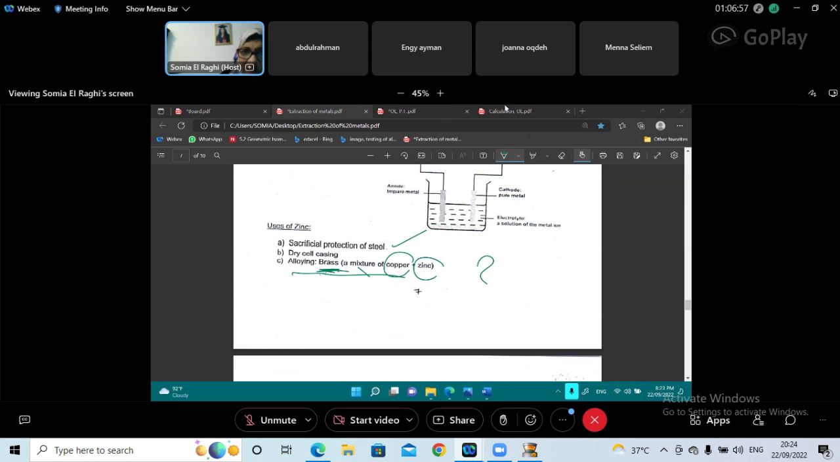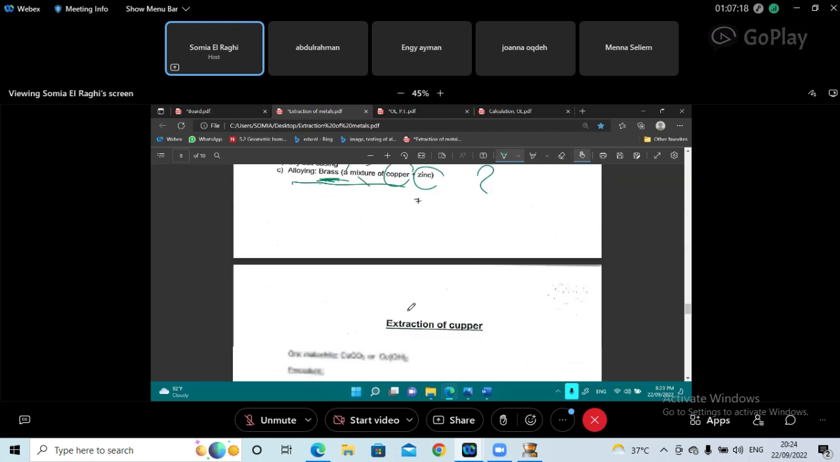What is the question here regarding use? They will ask you to state or write down 2 uses of zinc. Sacrificial protection is important, dry cell casing is also important, or alloy. Either 2. But study 3 of them, please. All right? Now we understand the uses of zinc. Let's see copper.